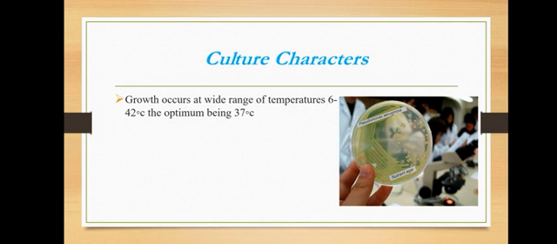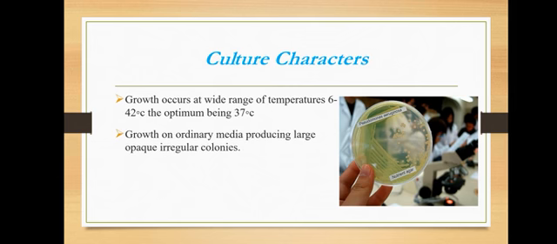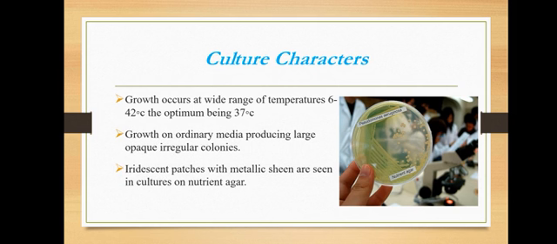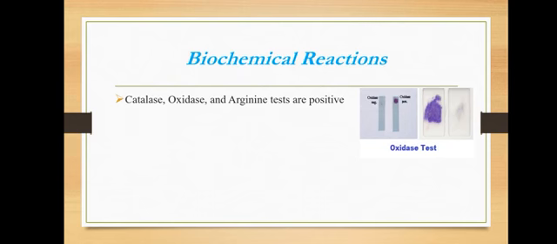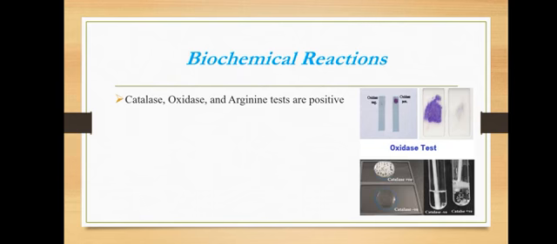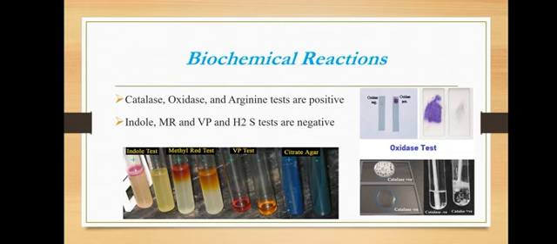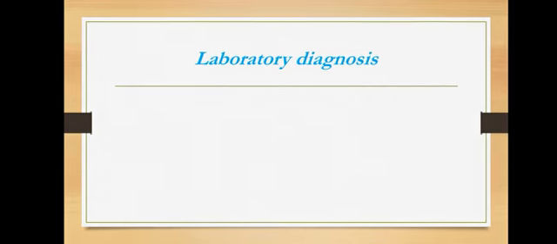The culture characteristics: growth occurs over a wide range of temperatures, from 6 to 40 degrees Celsius. The optimum temperature for growth is 37 degrees C. Growth on ordinary media produces large, opaque, regular colonies. Iridescent patches with a metallic sheen are seen in cultures on nutrient agar. Biochemical reactions: catalase, oxidase, and arginine tests are positive, and the indole test, MR and VP and H2S tests are negative.